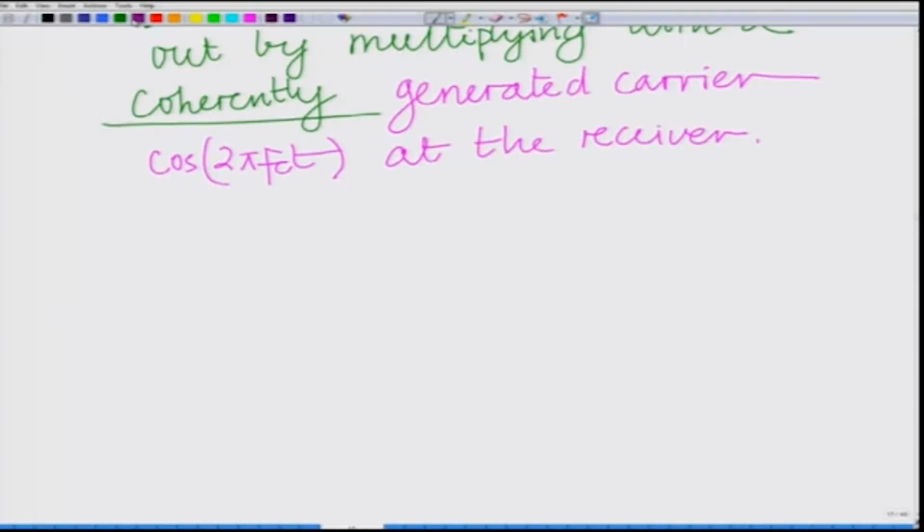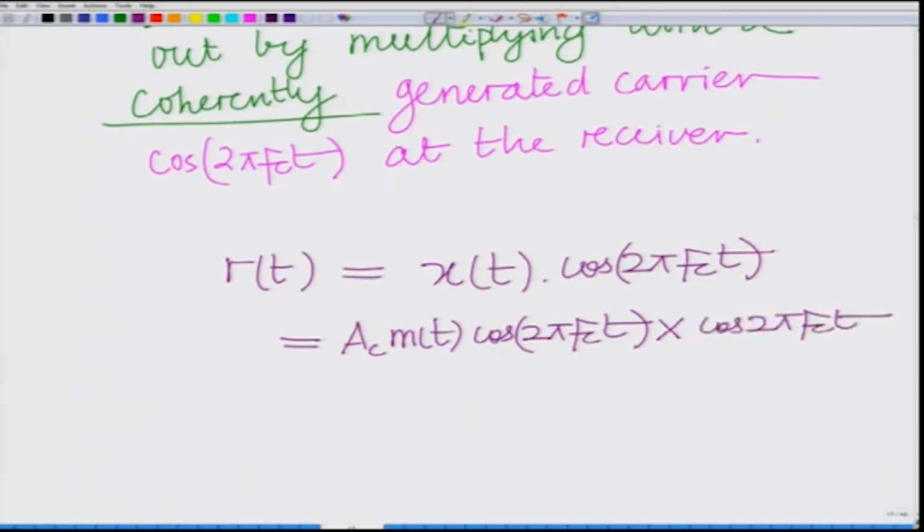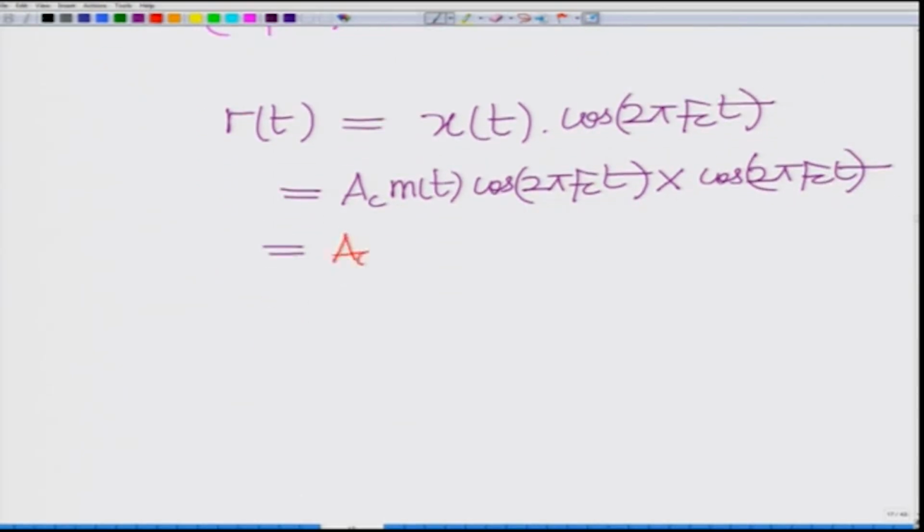So, let us look at our signal x t at the receiver. We can express r t equals x t multiplied by the coherent carrier, that is cosine 2 pi f c t, which is equal to A c m t cosine 2 pi f c t times cosine 2 pi f c t, which is basically A c m t cosine square 2 pi f c t.